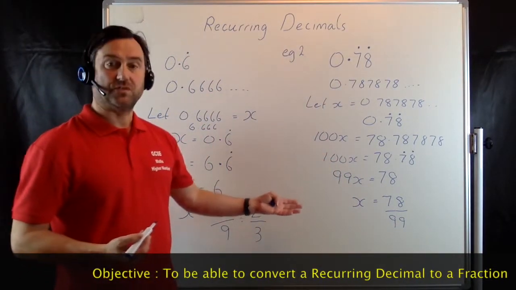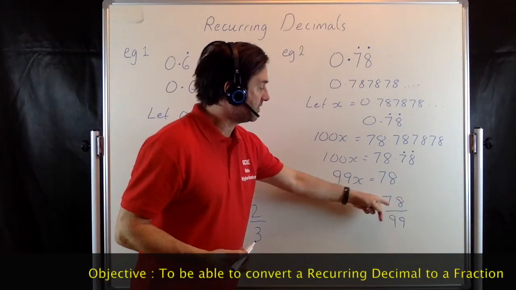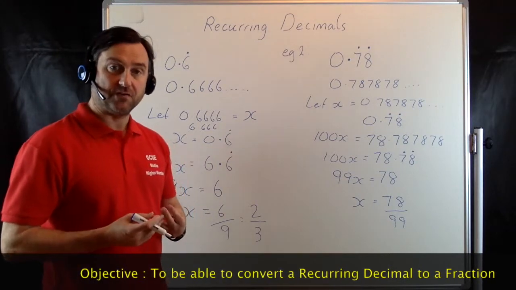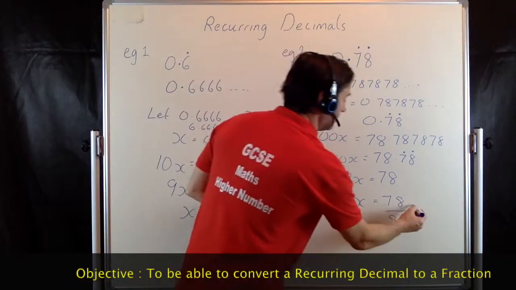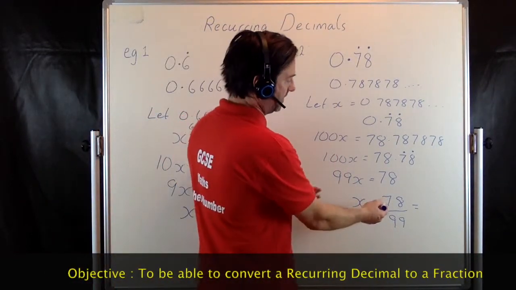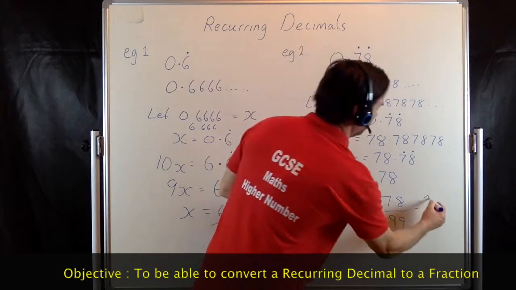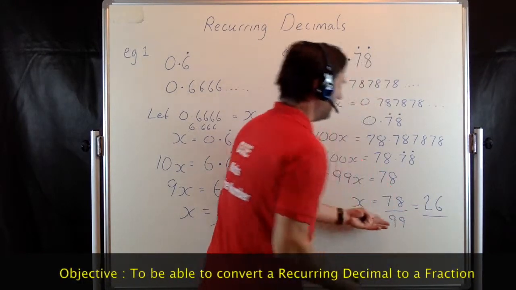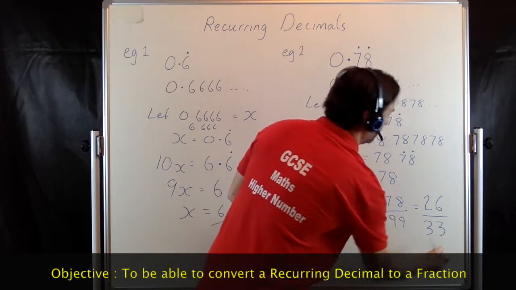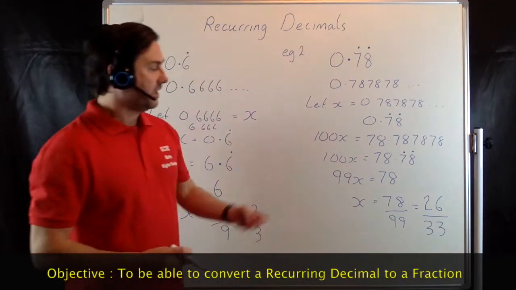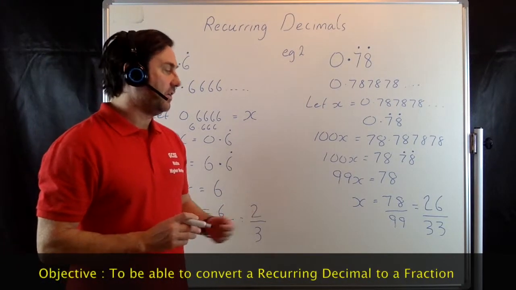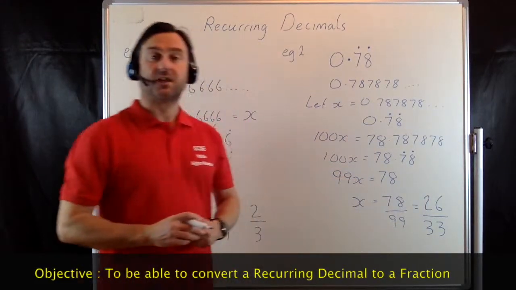We could reduce this again, because I know that 7 add 8 is going to give me 15, so I know that 3 goes into that. So I could then do 3 into 78. 3 into 78 goes 26 times, and then 3 into 99 goes 33 times. I need to look to see if I could reduce that any further. I can't, so my final answer is 26 over 33.